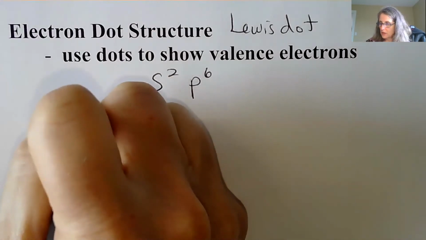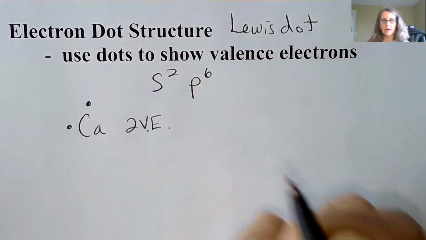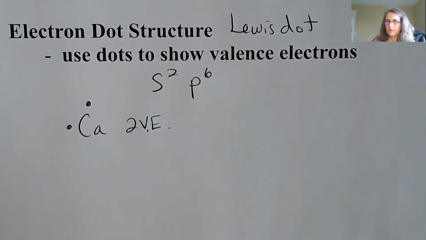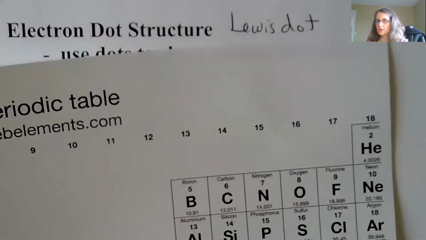So generally speaking, you're going to draw dots on every side of the element, and then you start to kind of double things up, but it really doesn't matter. So calcium has 2 dots around it, signifying its valence electrons. What if we go over to the right?